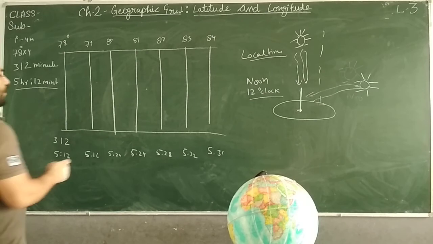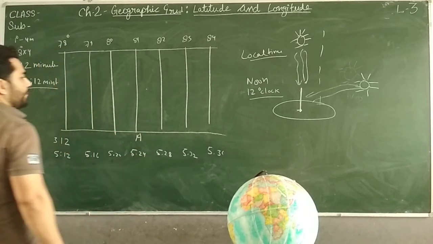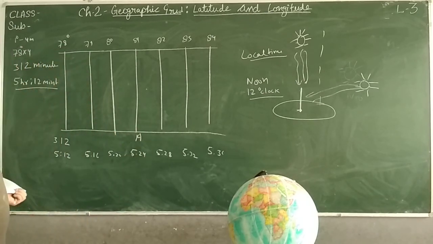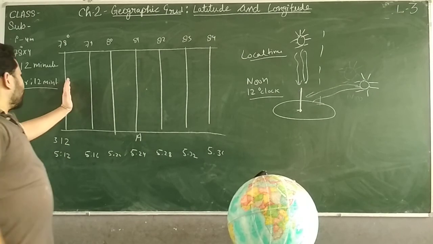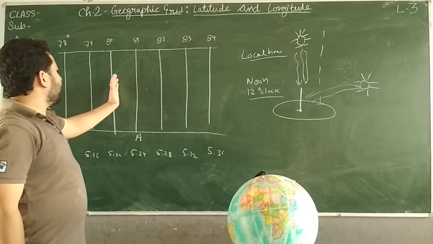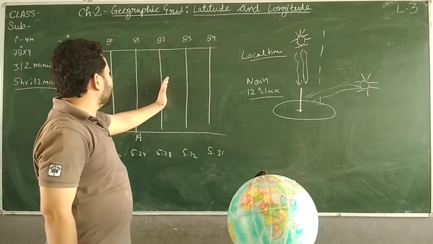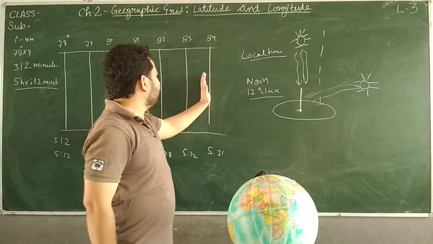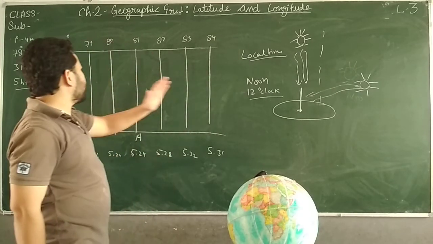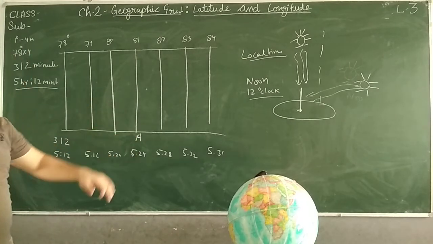So this is one country only, country A. Now, people living in Punjab, Haryana, Delhi, Madhya Pradesh, Bihar, Assam, and Arunachal Pradesh will be having different times.